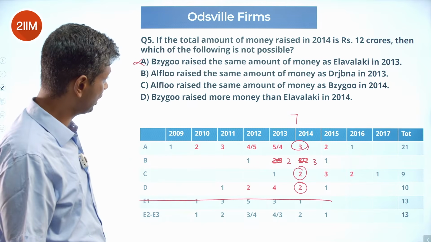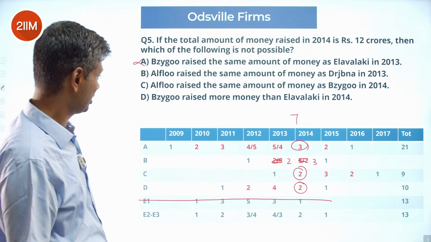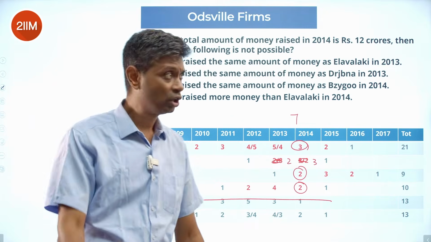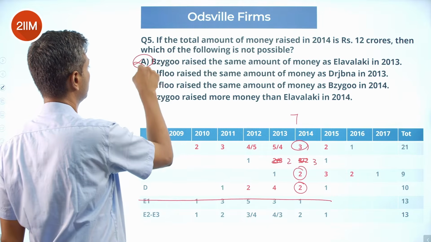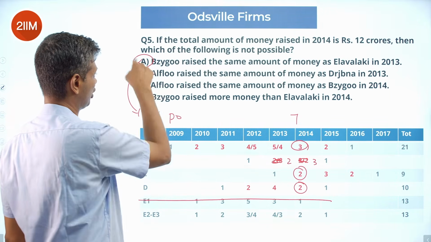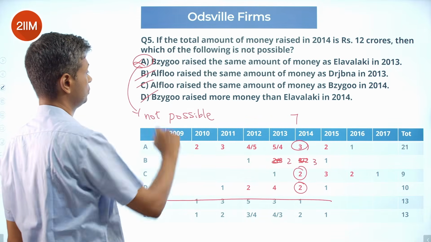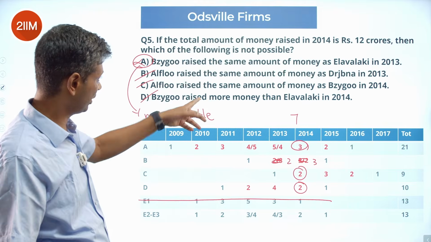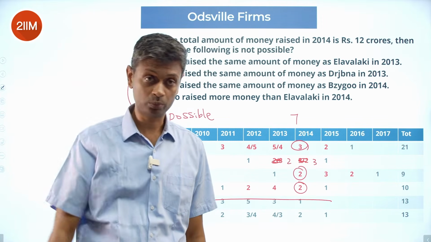Zygo raised more money than Yelavalaki in 2014. 3 and 2, again true. Which of the following is not possible? The first one, this is not possible. I've marked a cross here. What I mean by that is not possible. The other three are possible. These two are definitely true, third one is possible. One of the three is possible, other two are always true.